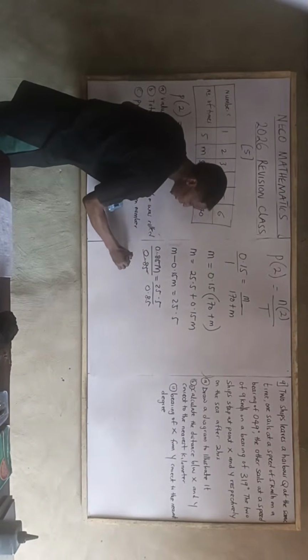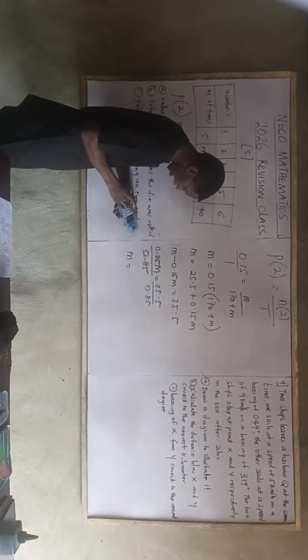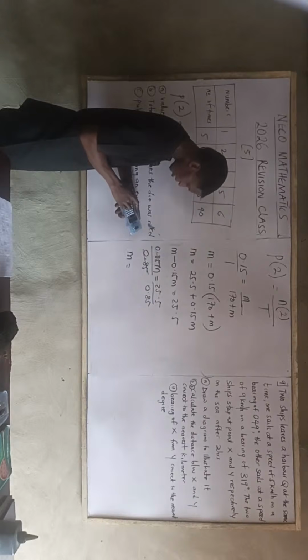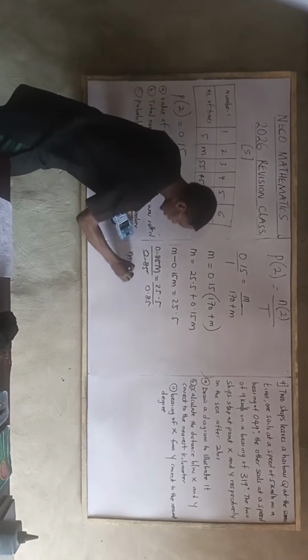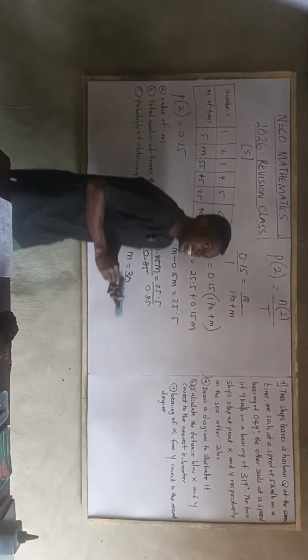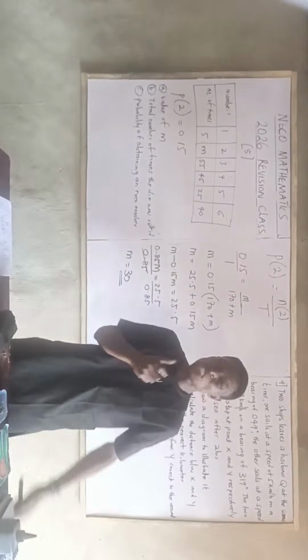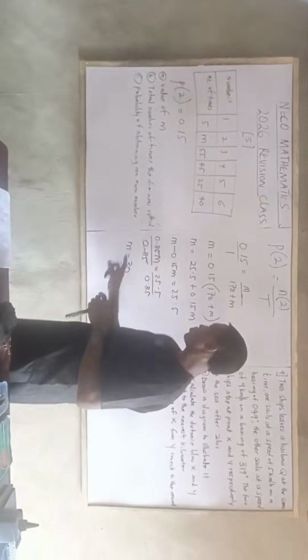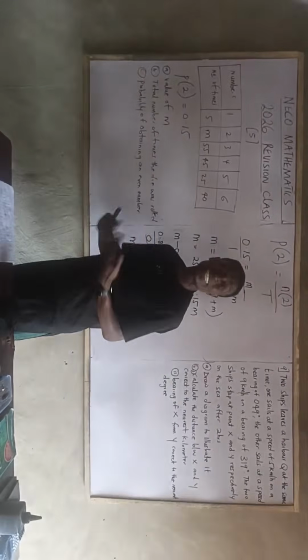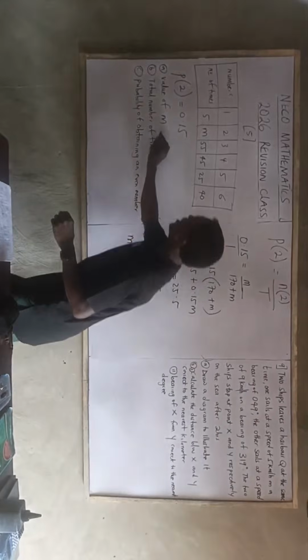Quite interesting and direct. So m equals 25.5 divided by 0.85. We've got that to be 30. So that means the variable m, which was hidden, is actually supposed to be 30. That means 2 was thrown 30 times. So we're able to find it.